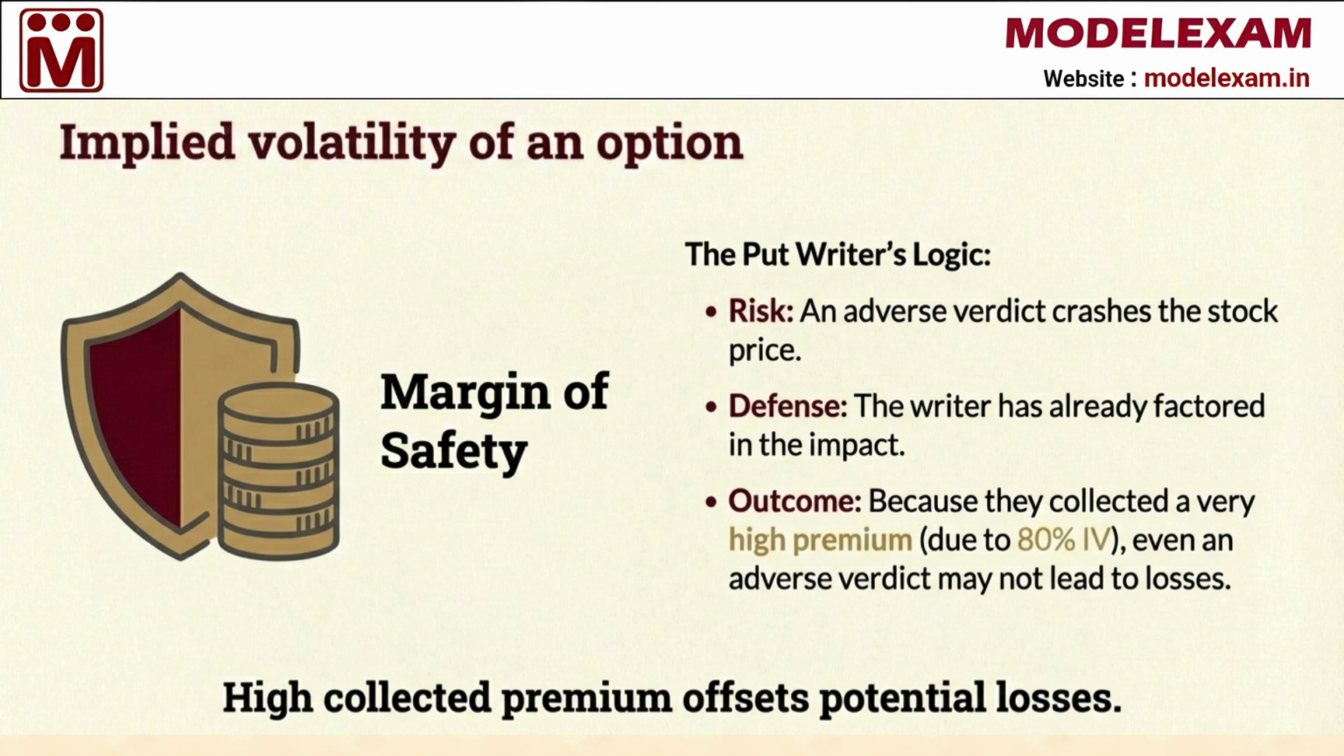For a put writer, the risk is that an adverse verdict will crash the stock price. But since they already factored in this impact and collected a very high premium due to that 80% implied volatility, even a bad result might not lead to actual losses. The high premium they collected helps offset those potential losses.